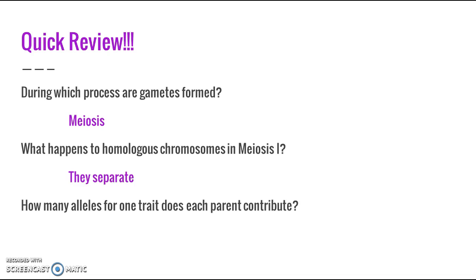Good, they separate. Our homologs separate in meiosis 1, and then the sister chromatids are separated in meiosis 2. Finally then, how many alleles for one trait does each parent get to contribute? The answer to that is only one. We only pass on half of our instructions to our kids.